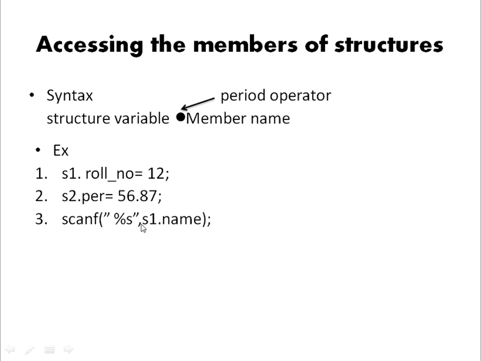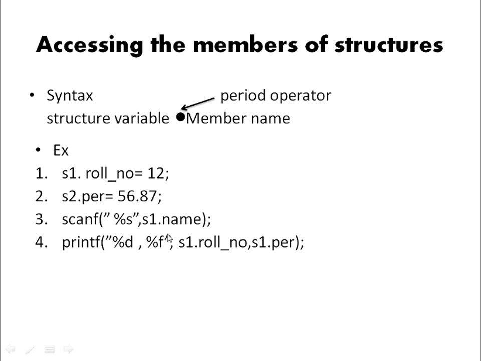Now here you might feel that the ampersand is missing. No. Whenever we use the %s specifier, you will not have the ampersand symbol. Except for this particular specifier, in all the rest of the specifiers you always have to write the ampersand symbol. I can display the roll number and the percentage of the first one as printf %d comma %f comma s1.roll_number and s1.per.